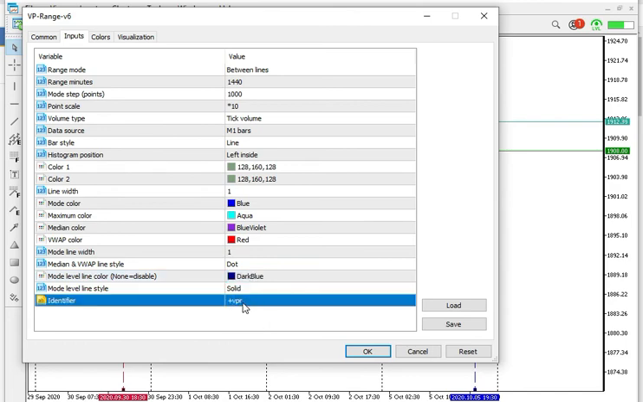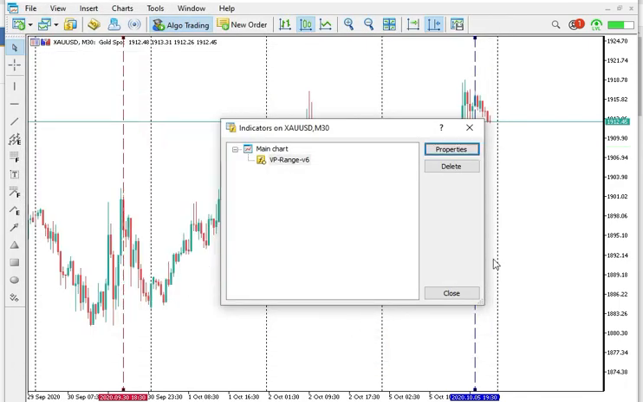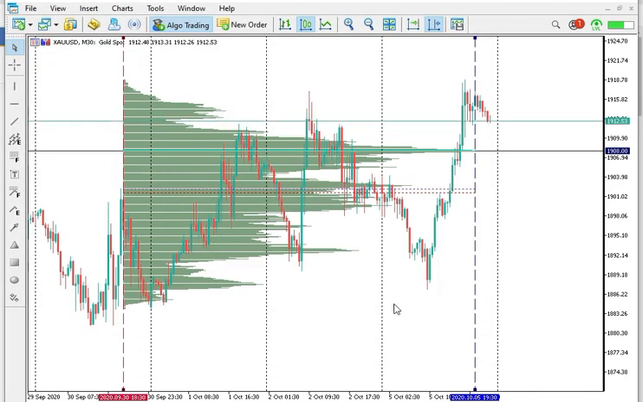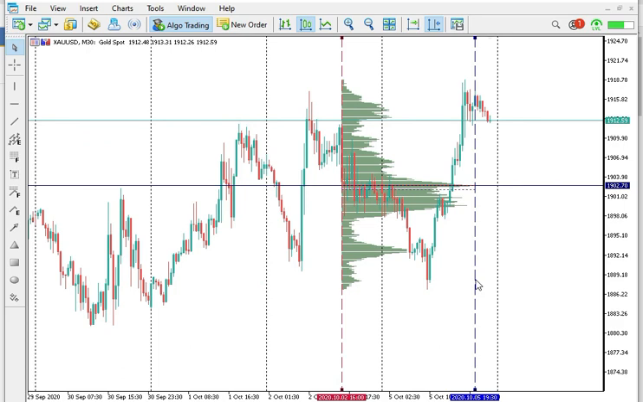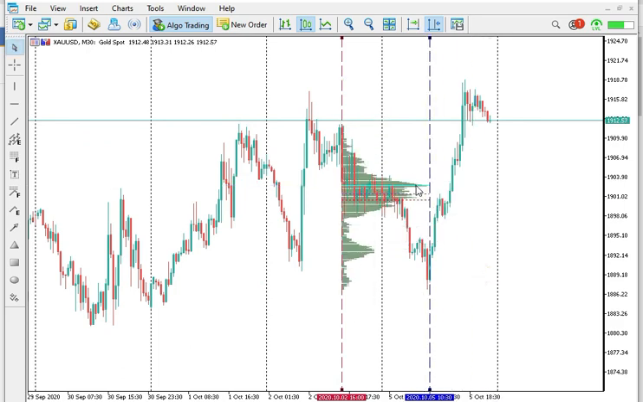If I want several flexible volume profiles, the identifier is the one which I change. So I just change that one. There it is, my volume profile. This is how I set it up. If I'm just interested in the point of control, I'll be trading highs, lows, accumulations, distributions.